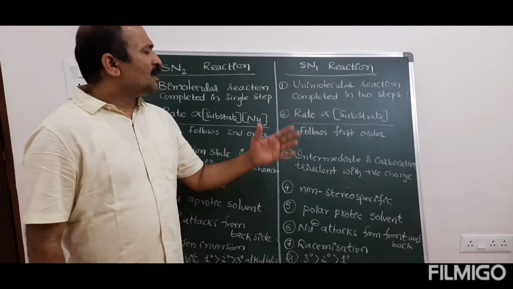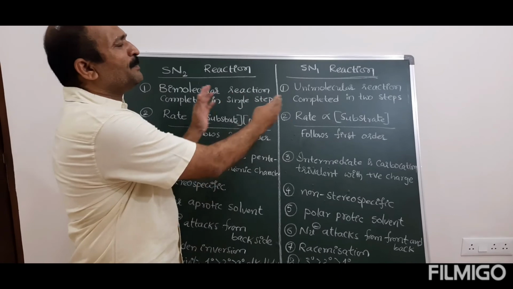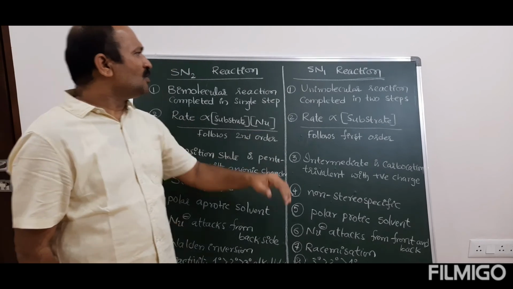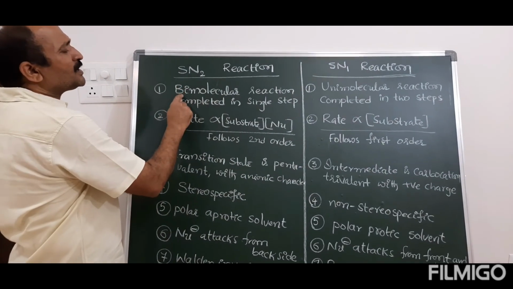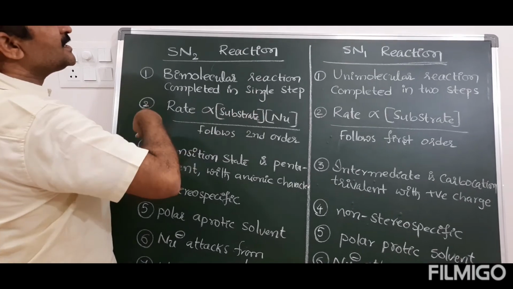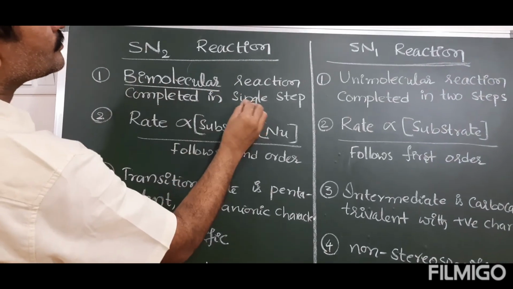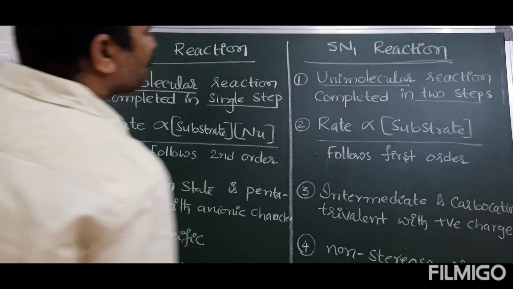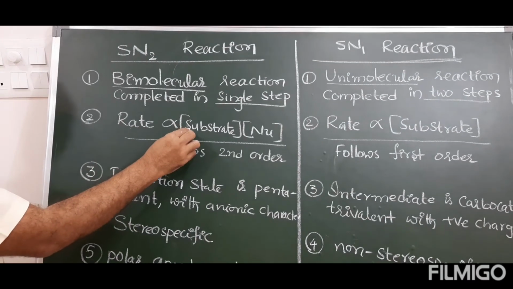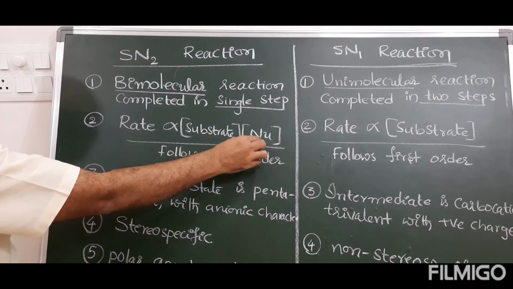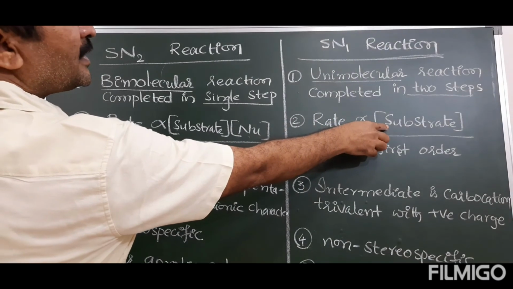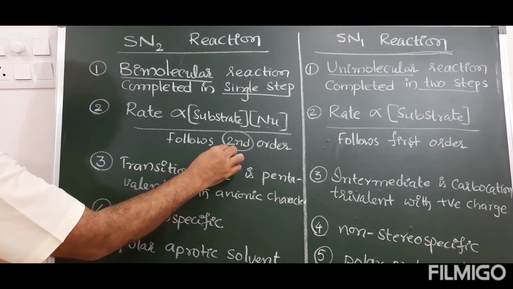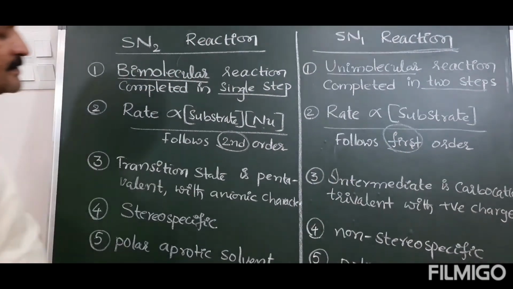Students, a brief recalling and comparison between SN2 and SN1. The main points I am writing on the board. Look at this. The SN2 reaction is bimolecular, completed in a single step. The SN1 reaction is unimolecular, completed in two steps. Here the rate is directly proportional to the concentration of substrate and nucleophile. There the rate is directly proportional only to the substrate. It follows second order kinetics. It follows first order kinetics.